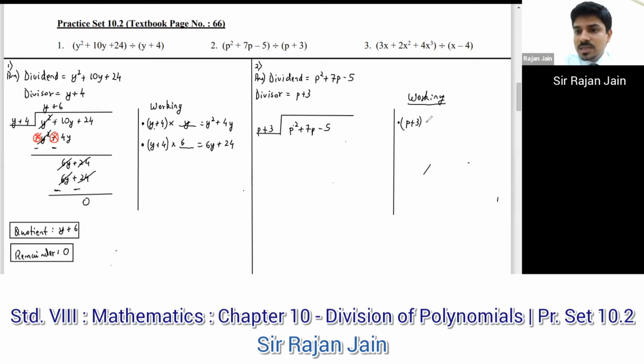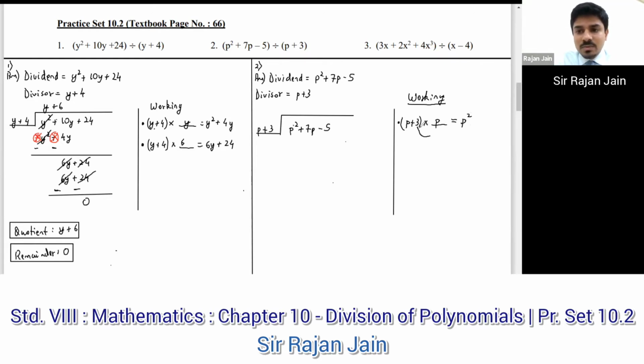I take p plus 3, multiply by something in order to get, your target is always to get the first term of the dividend. My first term of the dividend is p square. So that term I will write over here. Okay. So my target is to get p square. Now this p multiplied by what will give you p square? That is what you need to think. It is very obvious, p into p is going to give you p square. P square we got.